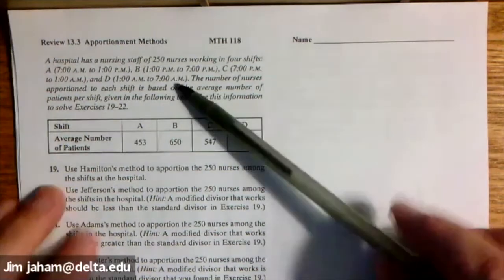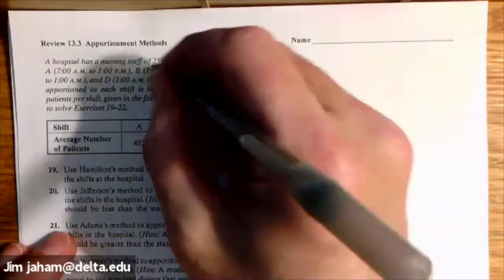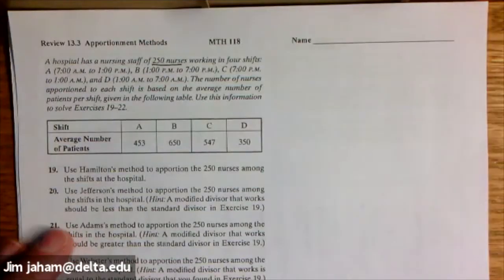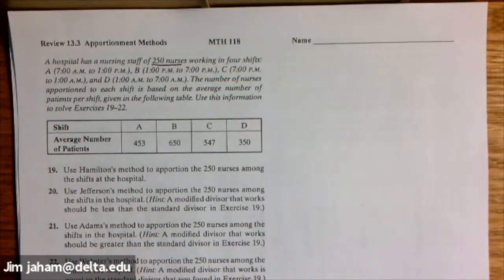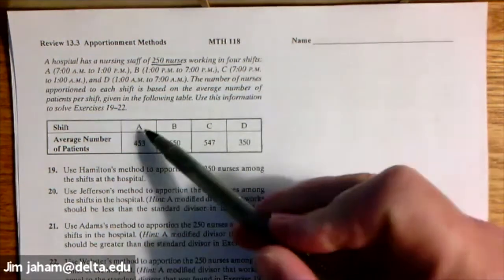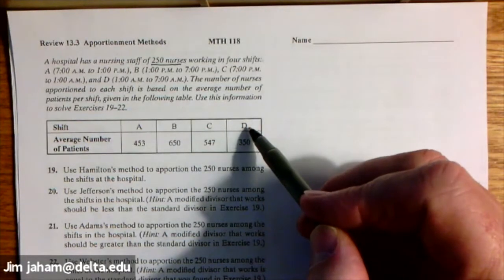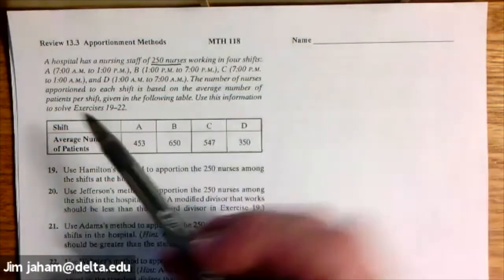We have a hospital that has a nursing staff of 250 nurses. This is a scheduling problem. And they work in 4 shifts: shift A, shift B, shift C, and shift D. They tell you the times of the shifts.